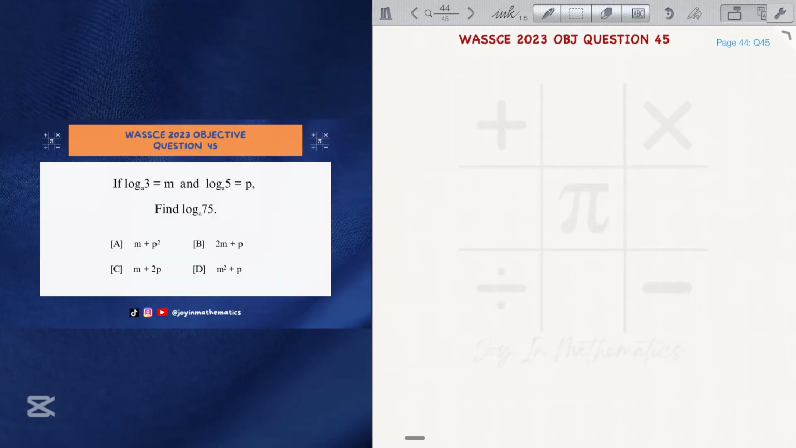Now let's move on to objective question 45. The question says, if log 3 to base a is equal to m and log 5 to base a is equal to p, we should find log 75 to base a. So we have to express 75 in terms of 3 and 5, and we are going to apply all the laws of logarithm.